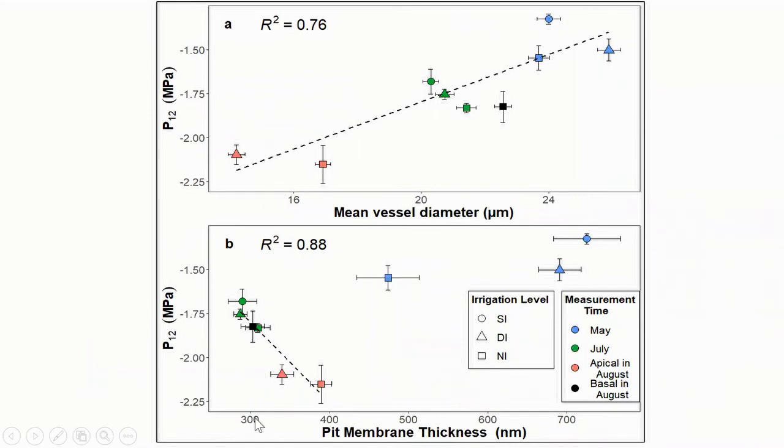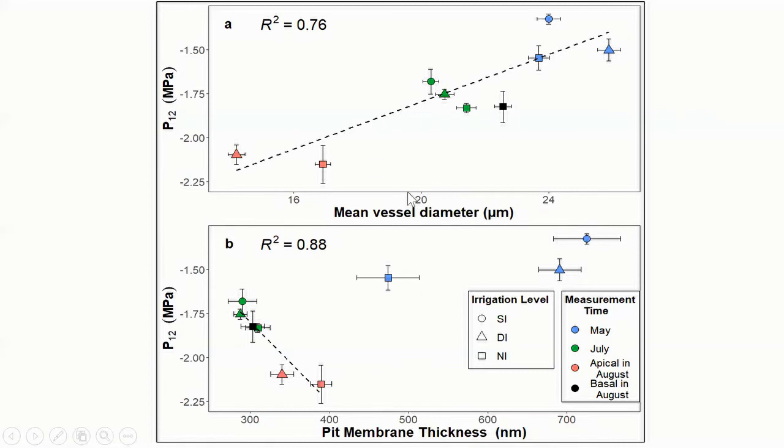You can see that the thicker the pit membranes are, the more resistant they are to cavitation. This is their P12, and this is the pit membrane thickness. But if we also look at May, the regression is completely destroyed. For some strange reason, the pit membranes of May, which is the blue color, are a lot thicker.